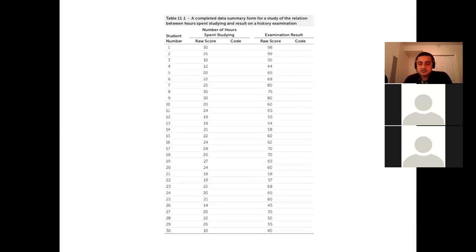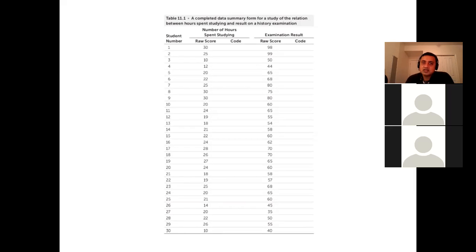So this is a chart from your textbook. This is an example of raw data. Let's say, hypothetically, you've surveyed 30 students, getting the number of hours they spent studying, and you compare their examination mark. You look at the sheet, and if I asked any of you to take a few minutes and tell me what the correlation is between the number of hours spent studying and the examination result.